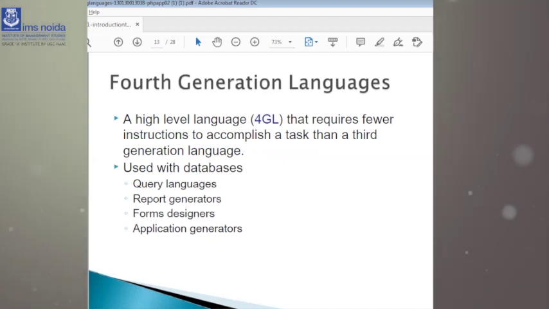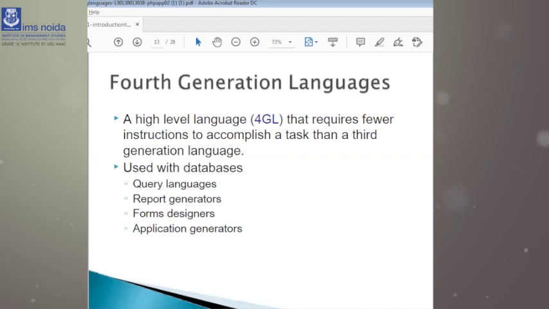The fourth generation programming languages were designed and developed to reduce the time, cost, and effort needed to develop different types of software applications. It is a very efficient language where you make use of data by implementing various databases, like query languages, report generators, forms designers, application generators.